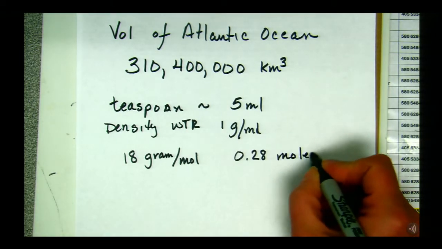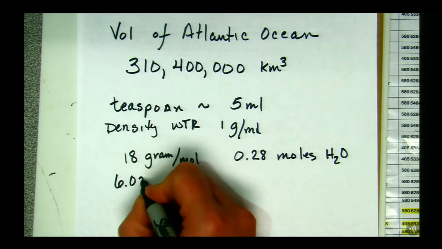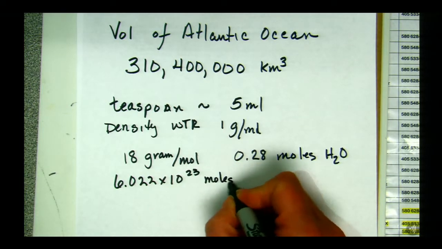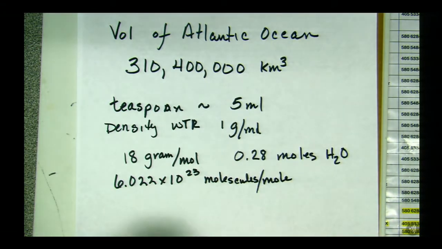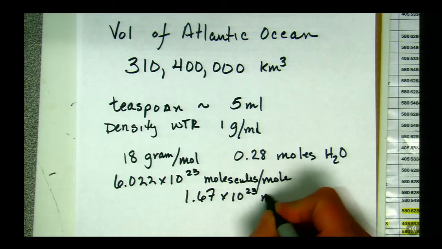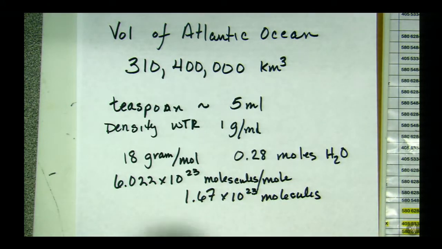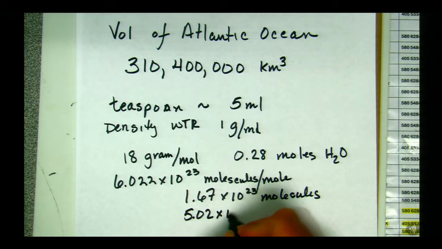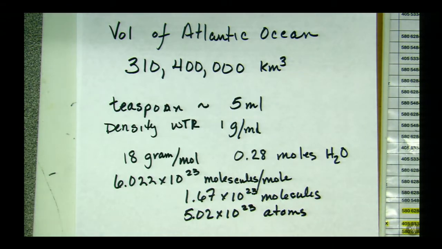And good old Avogadro's number, 6.022 times 10 to the 23rd molecules per mole. That gives me 1.67 times 10 to the 23 molecules. But we wanted to know atoms, so I have to multiply by 3, and that gives me 5.02 times 10 to the 23rd atoms. So that's how many atoms are in a teaspoon. There's a bunch.